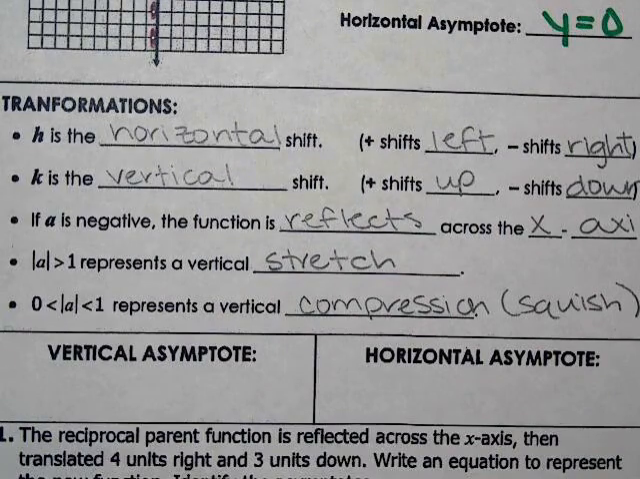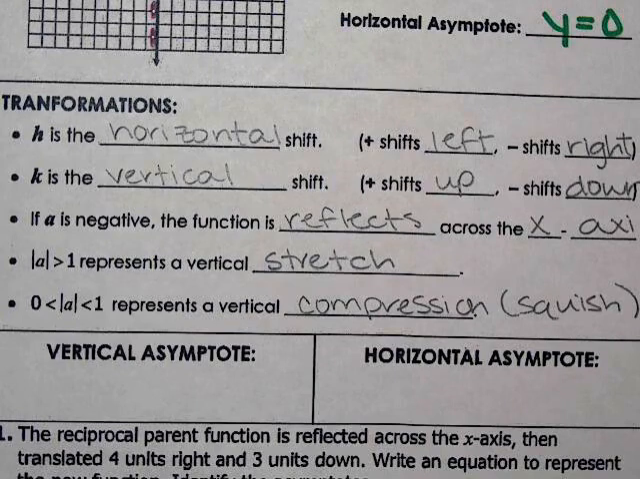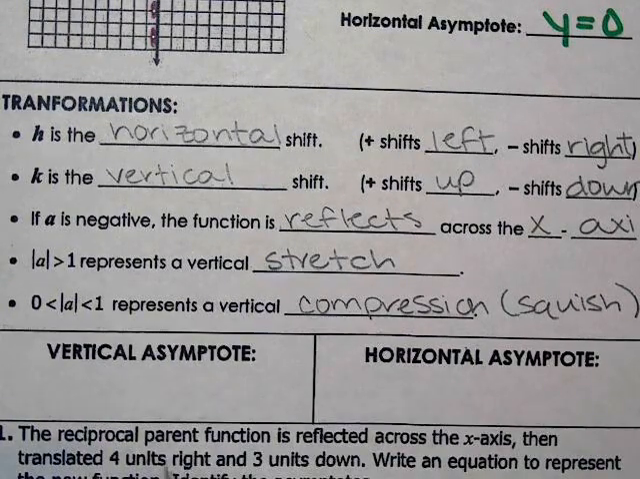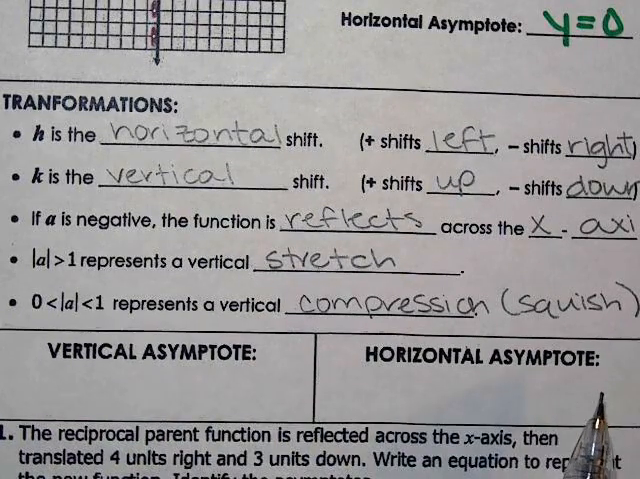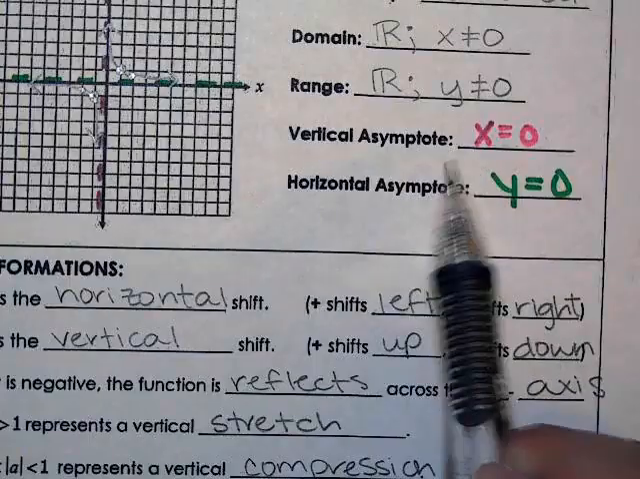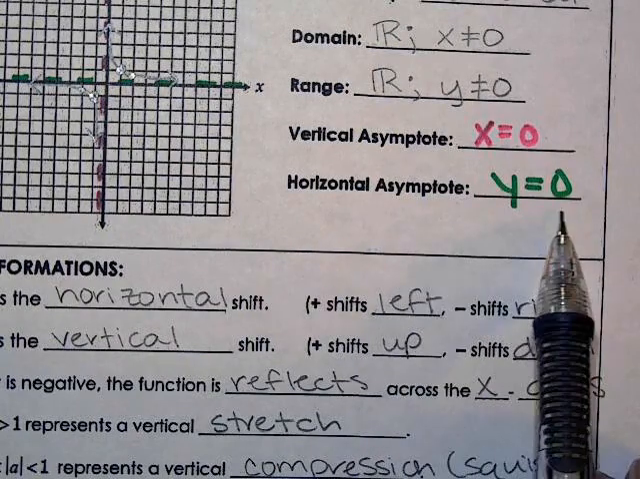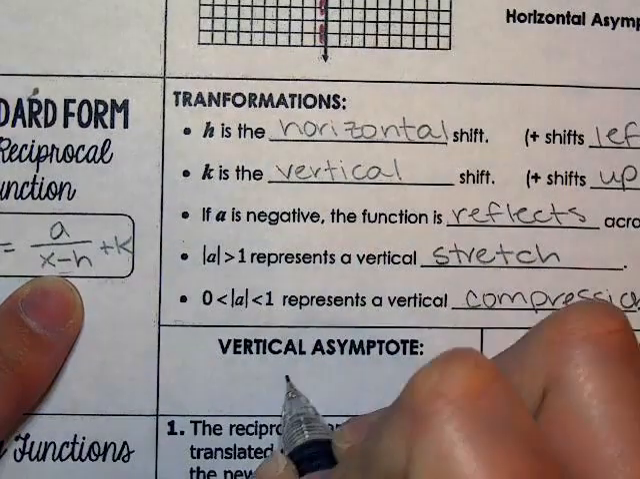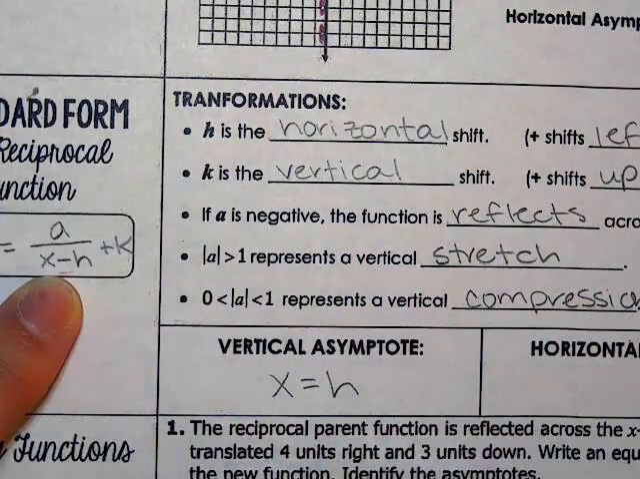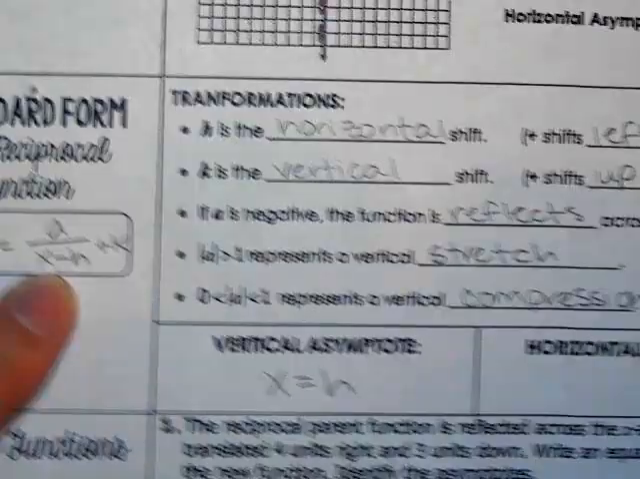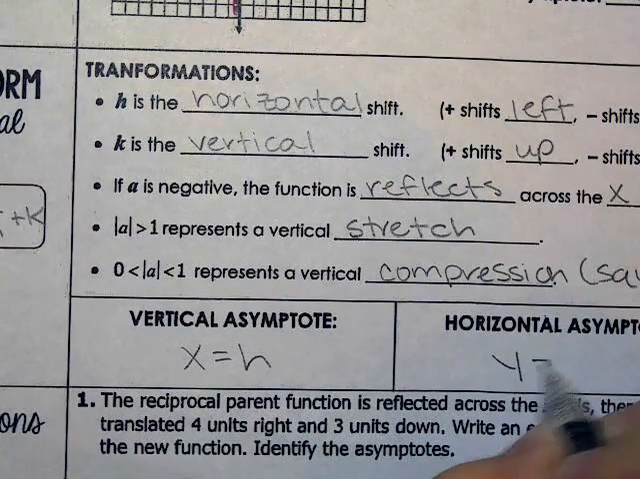Now, just like you could get the vertex or the turning point or the endpoint from the H and the K, you can get the vertical asymptote and the horizontal asymptote from the H and the K. If we look up here, the vertical asymptote was an X coordinate and the horizontal asymptote was a Y coordinate. So the vertical asymptote comes from H. It is X equals H. It's the opposite sign, just like normal. And then the horizontal asymptote is going to be Y equals K. It's the same sign, just like normal.